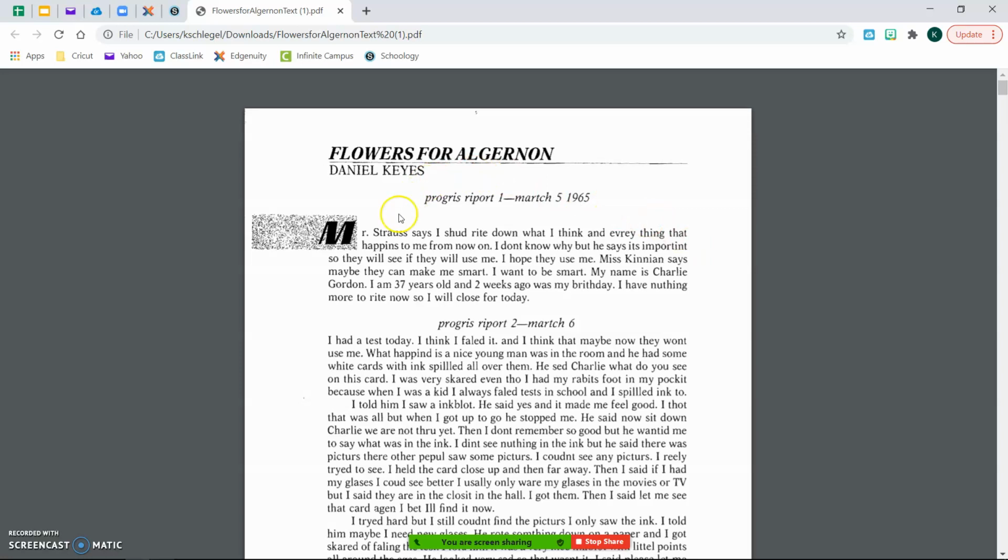So you see from the first progress report, you know that his name is Charlie Gordon. You know he's 37 years old. And you notice how he writes phonetically. So he writes the way things sound to him, like should, S-H-U-D. So we can assume that he says, Miss Kinnian says, maybe they can make me smart. I want to be smart. So you know that he has a desire to be smarter than he already is.